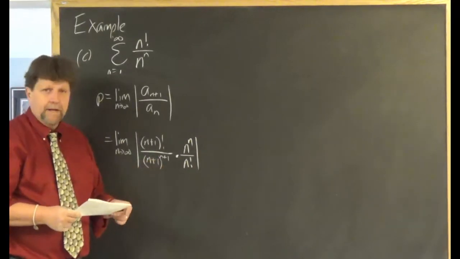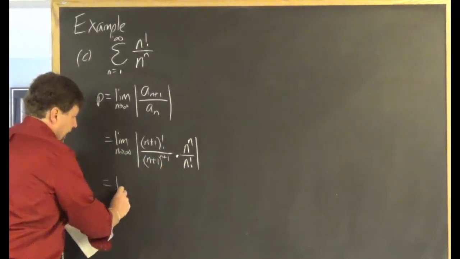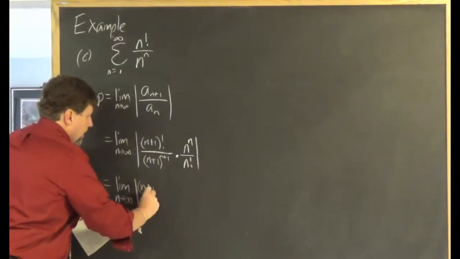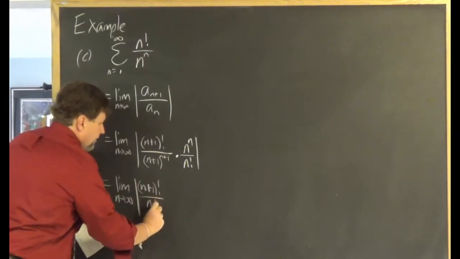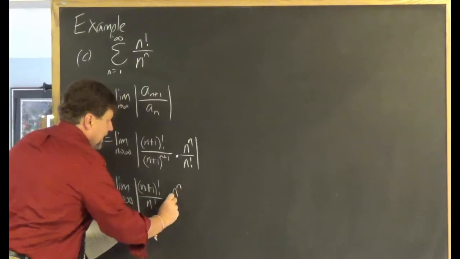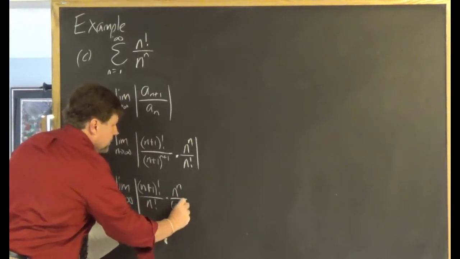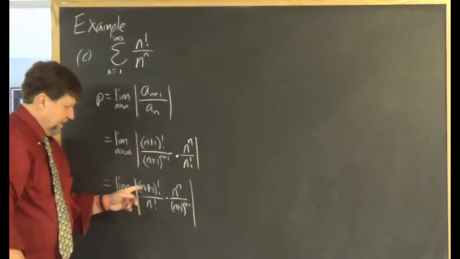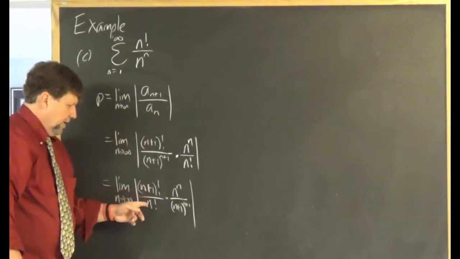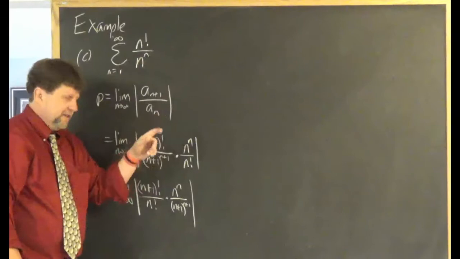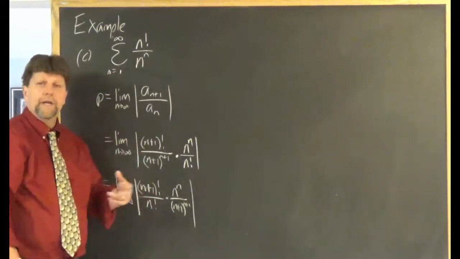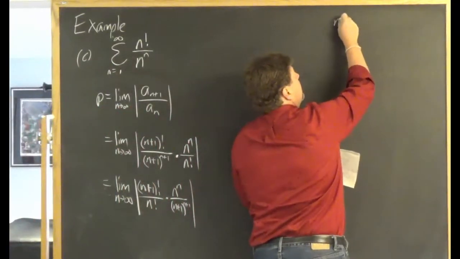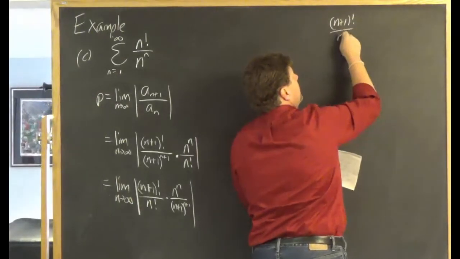Now I'm going to rewrite this, getting all the little pieces together. So I have the limit as n goes to infinity, n plus 1 factorial over n factorial times n to the n over n plus 1 to the n plus 1. Okay, so the first thing I'm going to look at simplifying here is the factorials, the n plus 1 factorial over n factorial. I know we discussed the factorial notation early in the chapter, but let me bring that over here.